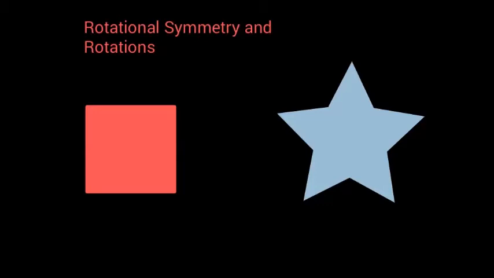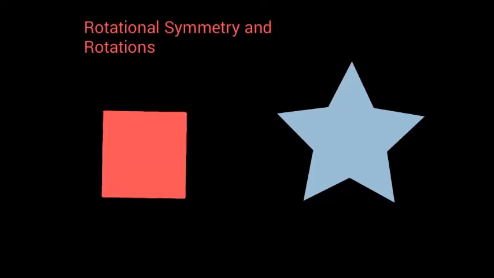So what you have to do is think about taking this shape and turning it. I turned that 90 degrees and I still have what looked like what I started with. So the square has rotational symmetry of 90 degrees. That's how far you can turn it to get back to what it looked like originally.